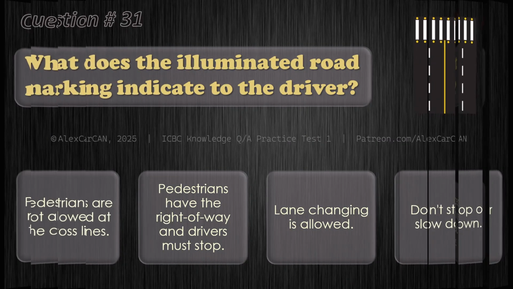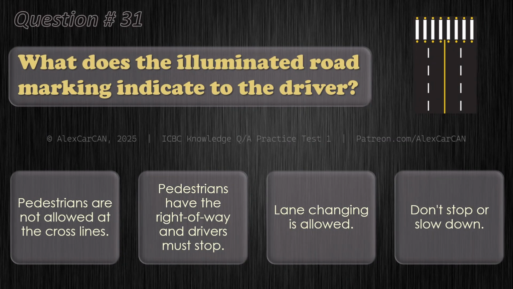Question number 31. What does the illuminated road marking indicate to the driver? Pedestrians are not allowed at the cross lines. Pedestrians have the right of way and drivers must stop. Lane changing is allowed. Don't stop or slow down. The correct answer is pedestrians have the right of way and drivers must stop.